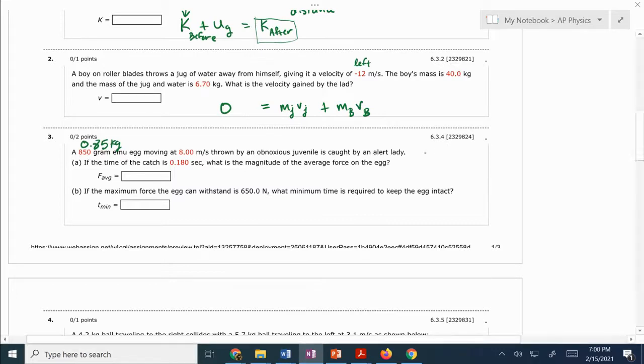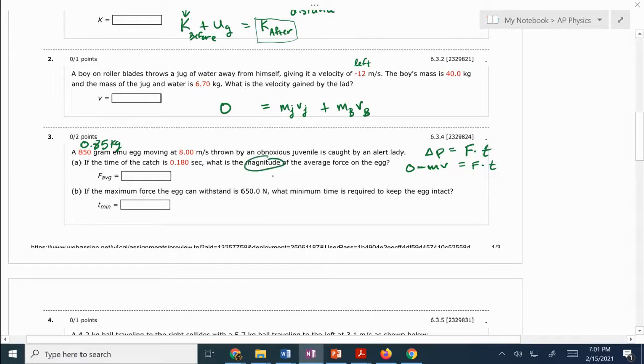So let's see here. This is a momentum problem. So basically, our change in momentum is equal to the impulse, which is equal to force times time. So your final momentum is 0, and your initial momentum would be mv, right? Is equal to F times T.